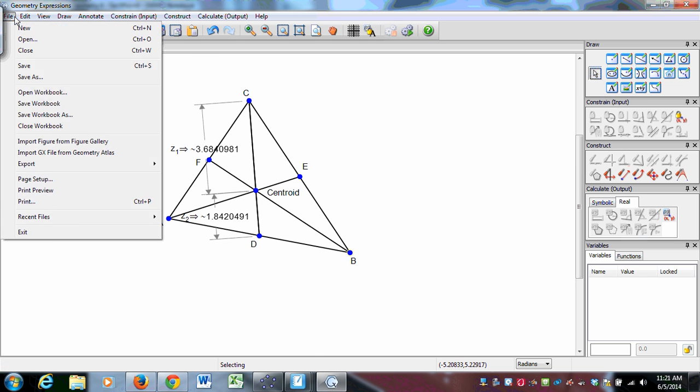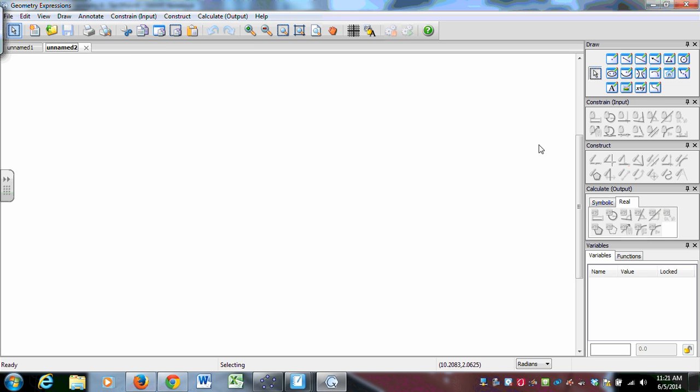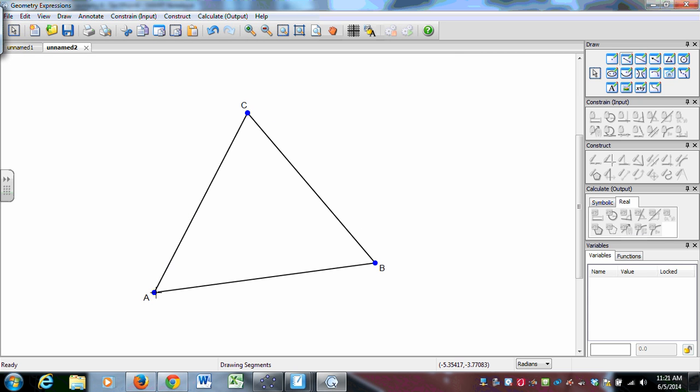Well, while I'm on the topic, take a generic triangle, and instead of drawing medians, let's draw altitudes. Let's construct a perpendicular. There's the foot. And we'll take the perpendicular from A to BC.